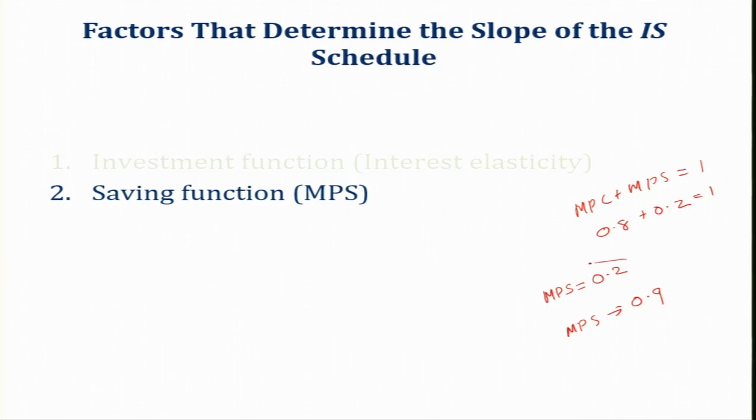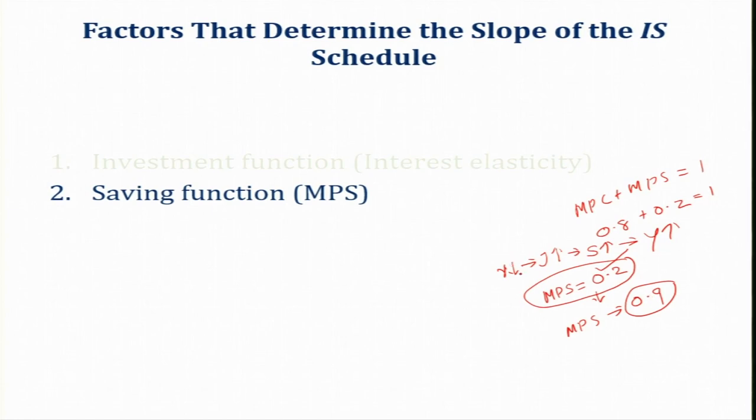So in case 1, when the marginal propensity to save is small, due to a change in the rate of interest, a large increase in income is required to finance the saving. Because we know that when the rate of interest decreases, investment will increase, and then saving must increase. When MPS is 0.2, it means only 20% of the income will be used for saving, right. So a large increase in income is required when the MPS is small. In contrast, what if MPS is very high, 0.9?